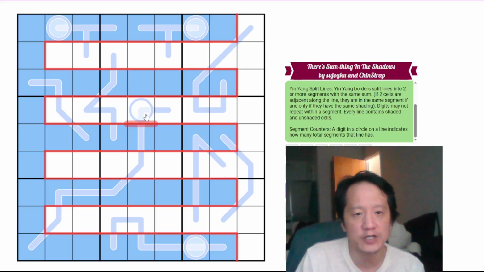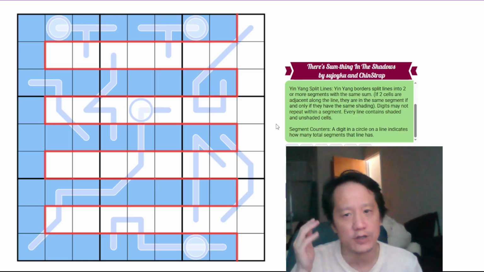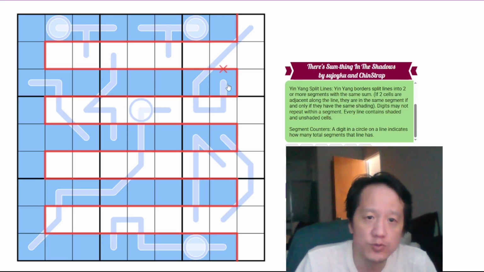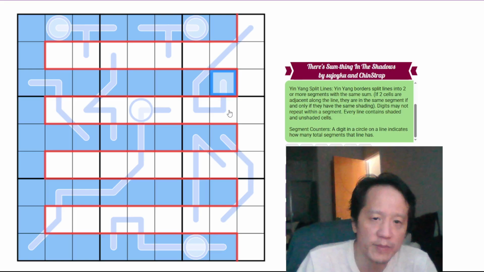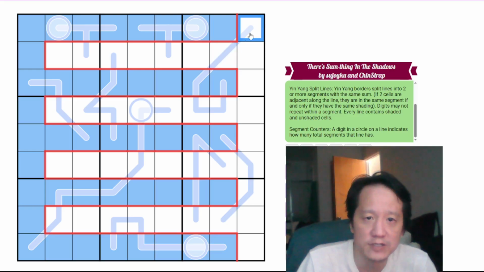So every line must be essentially split into two or more segments with the same sum. And digits may not repeat within a segment, and every line contains shaded and unshaded cells. Okay, so that's the clarification. Every line will be split into at least two segments. So if this were the actual shading, this segment would equal the same as these two, which would equal the same as this, which would equal the same as these two digits, because they're both unshaded.